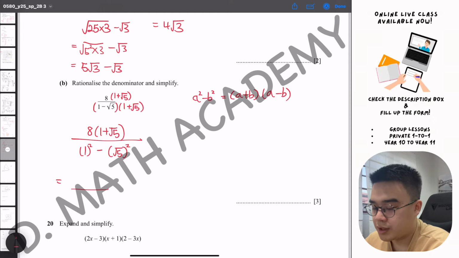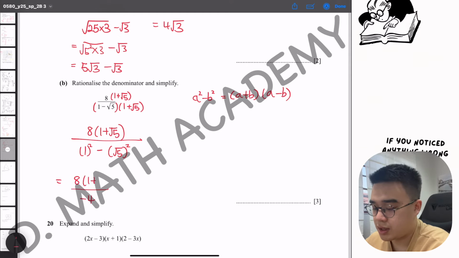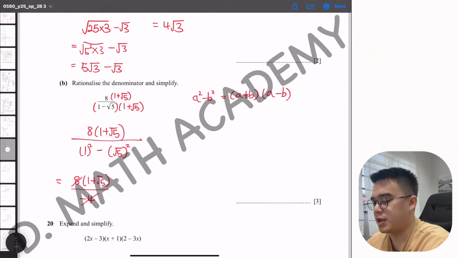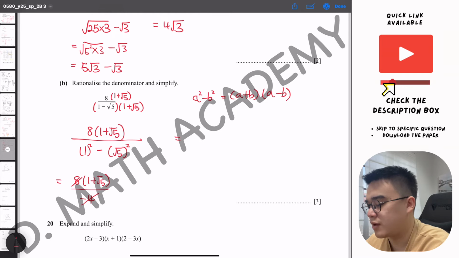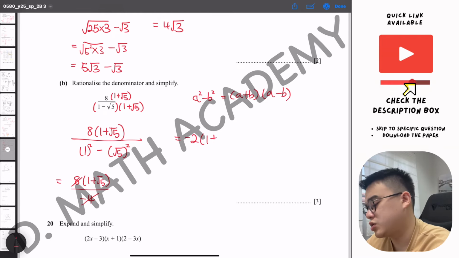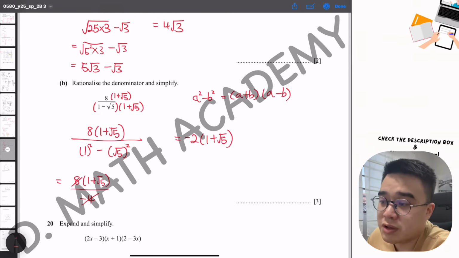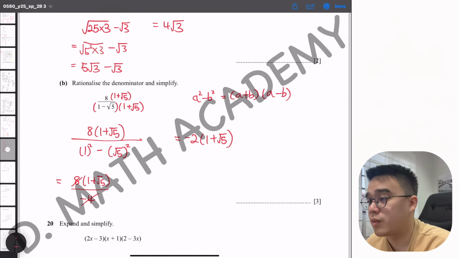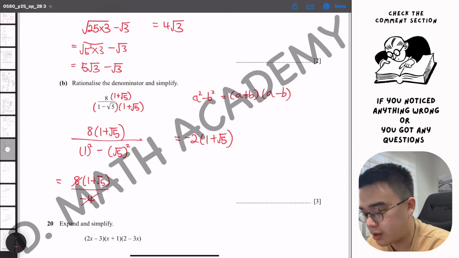Okay, so the denominator becomes negative 4 in this process. And negative 4 and 8 can be simplified, making a final answer of negative 2 times (1 plus square root 5). I didn't multiply it out because I wanted to show it in the simplest form, where the negative is still outside of it.